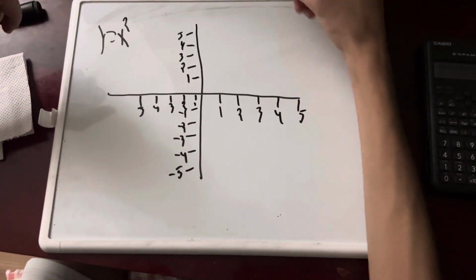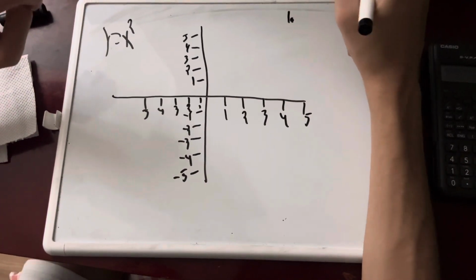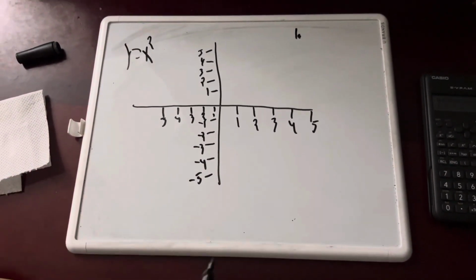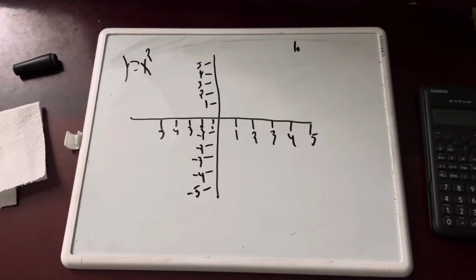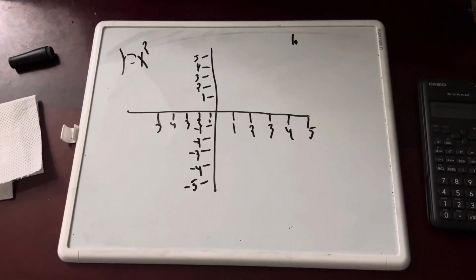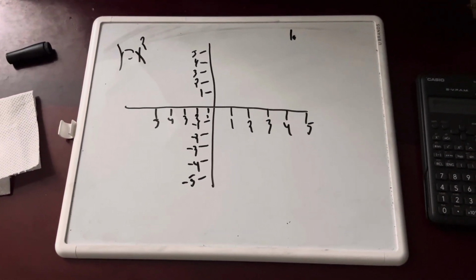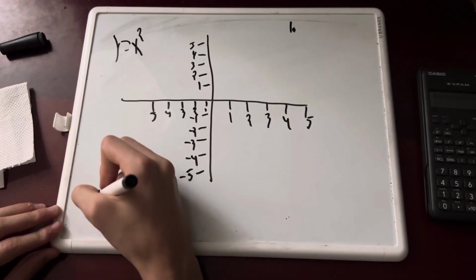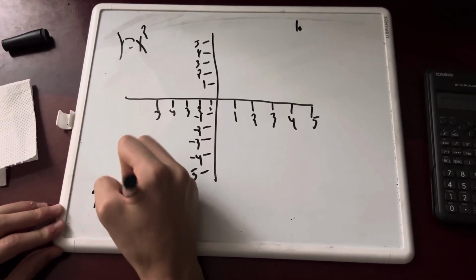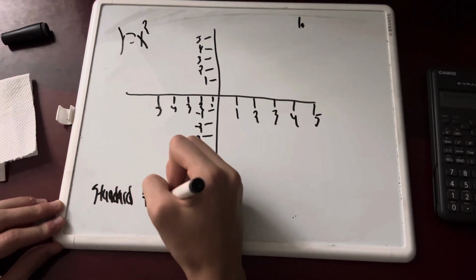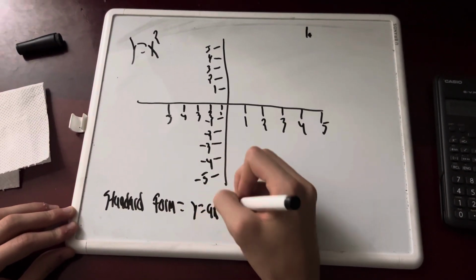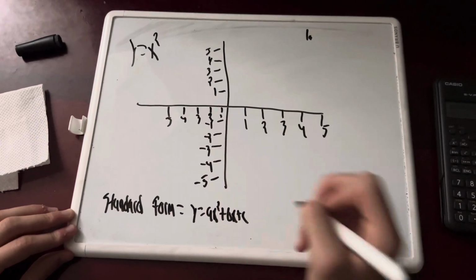What we need to keep in mind when graphing quadratics is the form of the equation. There are different forms. We have the roots form, which we're going to talk about in the next video, and then the vertex form. But in this video we're going to be talking about the standard form, which is y equals ax squared plus bx plus c.